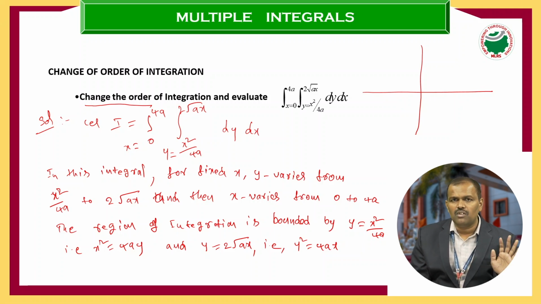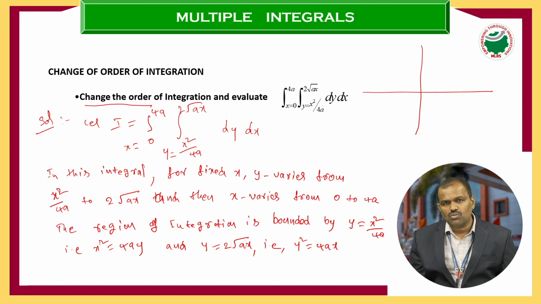If x has the even powers, that means x square is the even power. If x has the even powers, we should draw the parabola in y direction. If y has the even powers, draw in x direction. Y direction is nothing but vertical. X direction is nothing but horizontal.